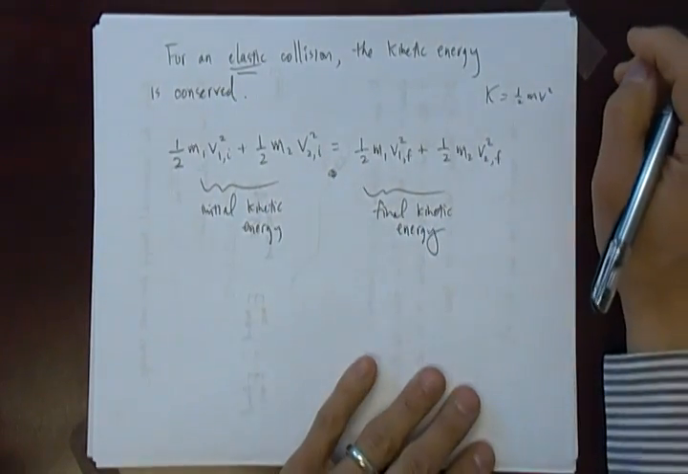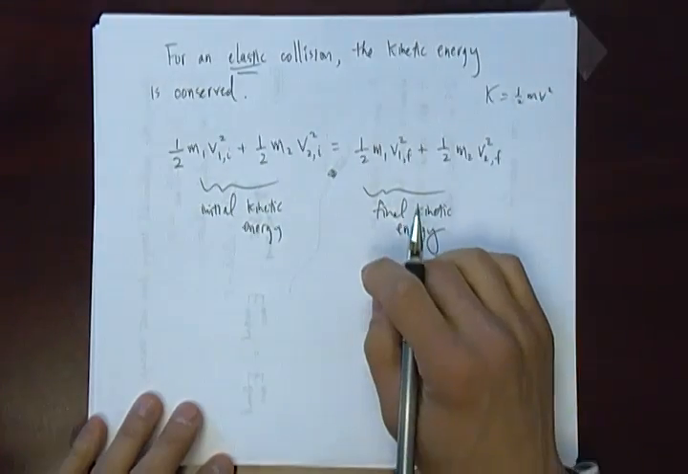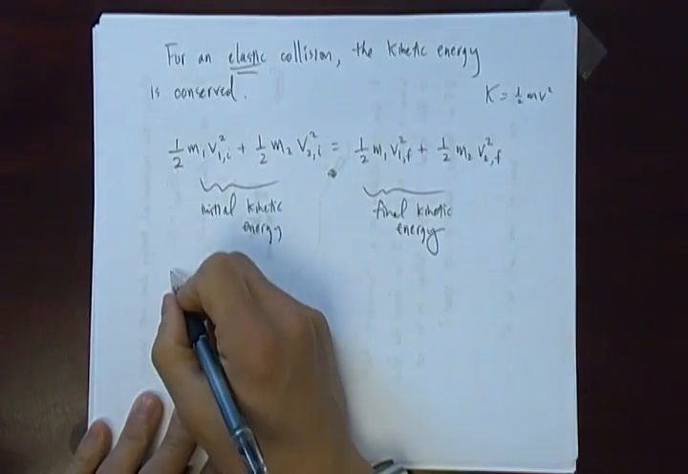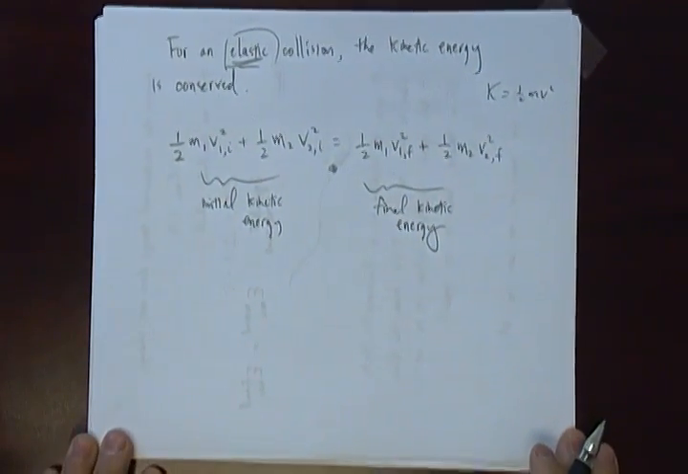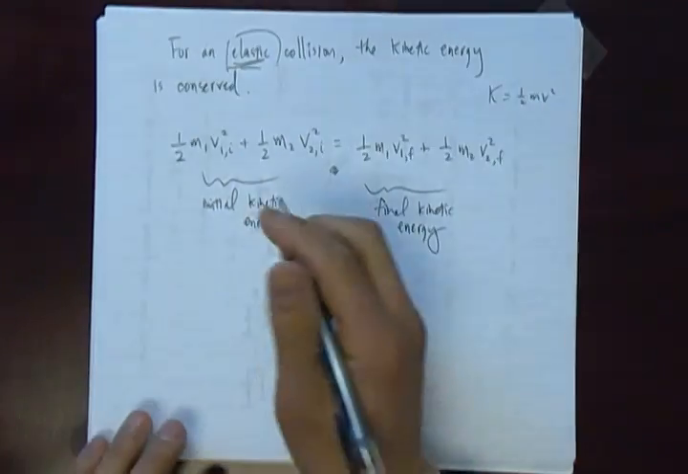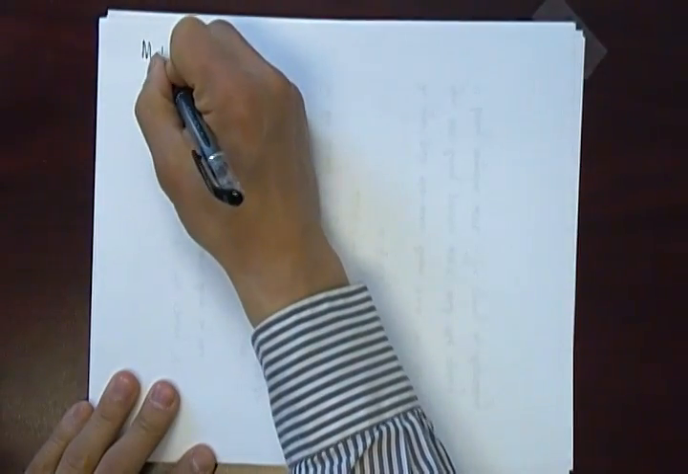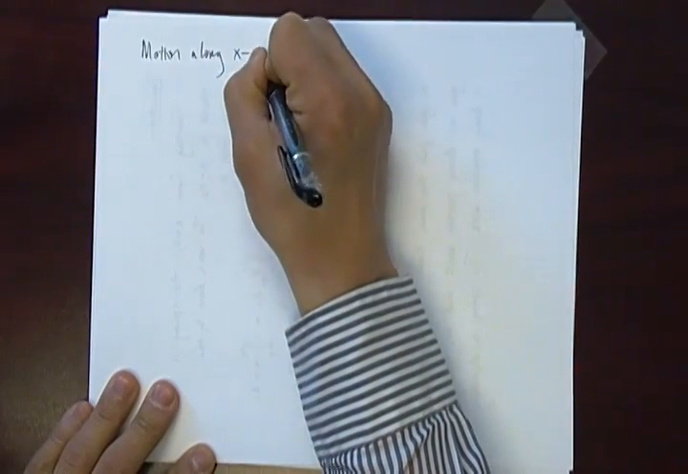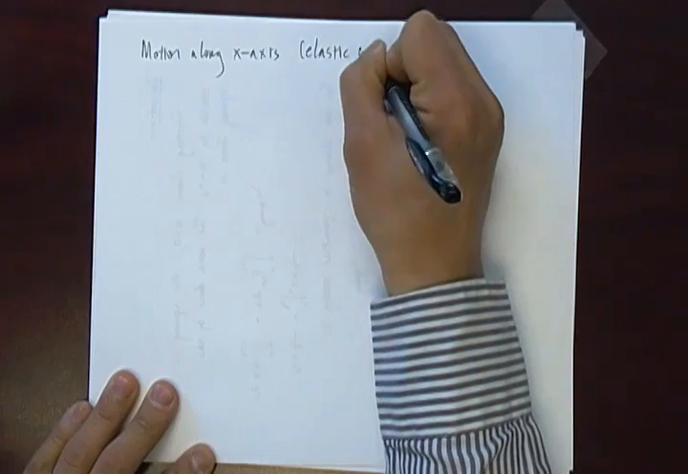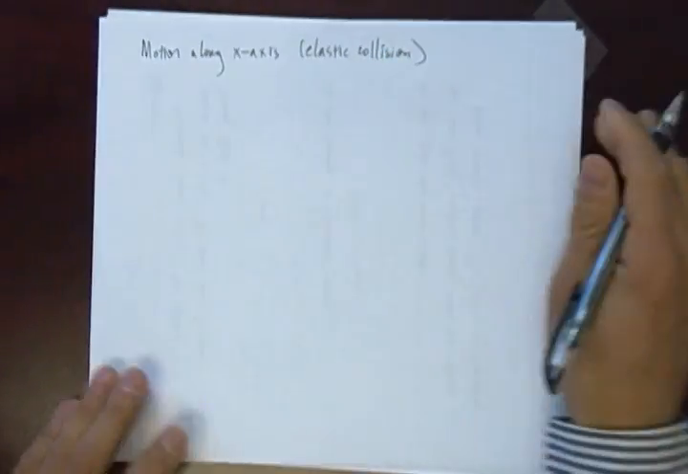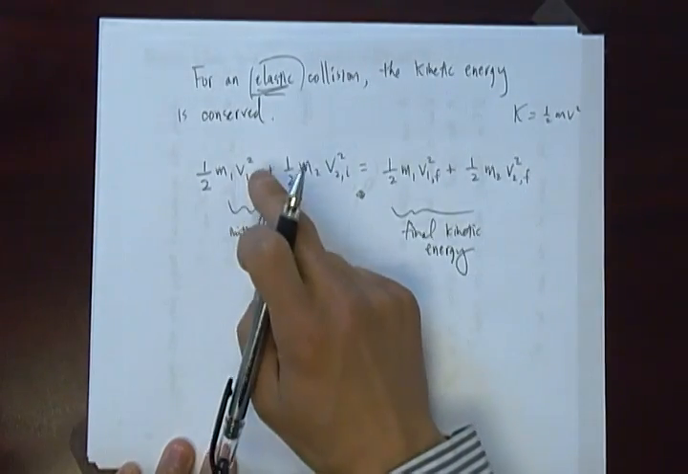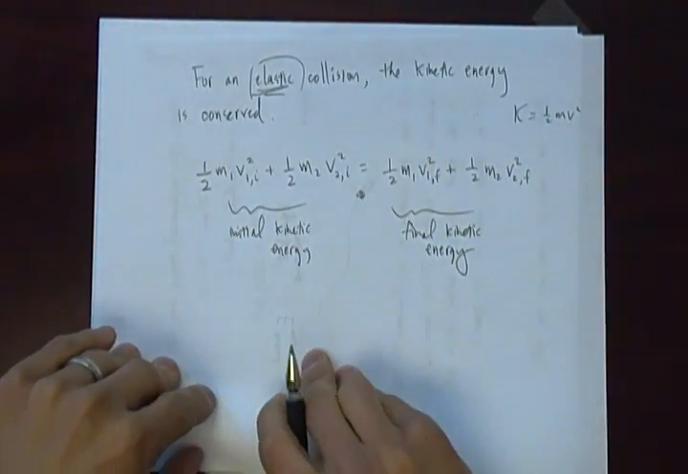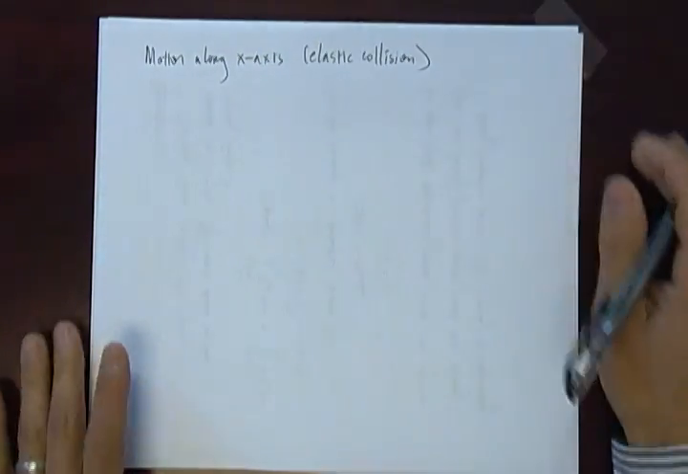All right, now let us simplify things in the case where the collision is all along the x-axis. So right now we're talking about elastic collisions only. So for motion along the x-axis, let me actually start a new page here. We're doing the elastic collision. Now my notation gets a little uglier because, in addition to having 1 or 2 and i or f, I'm going to put a little x to remind me that these are x components and not magnitudes of velocities, okay?